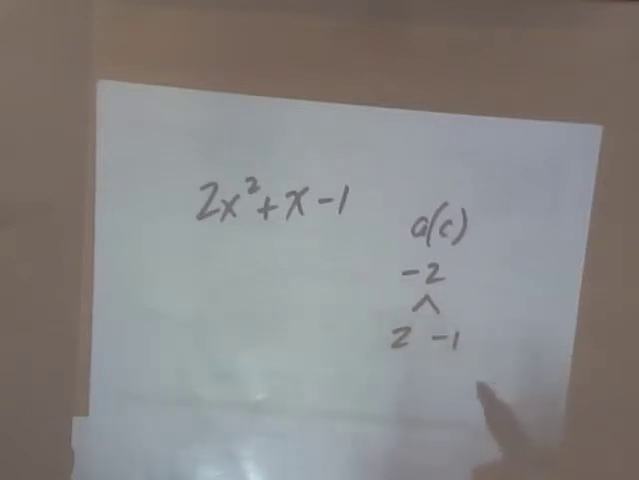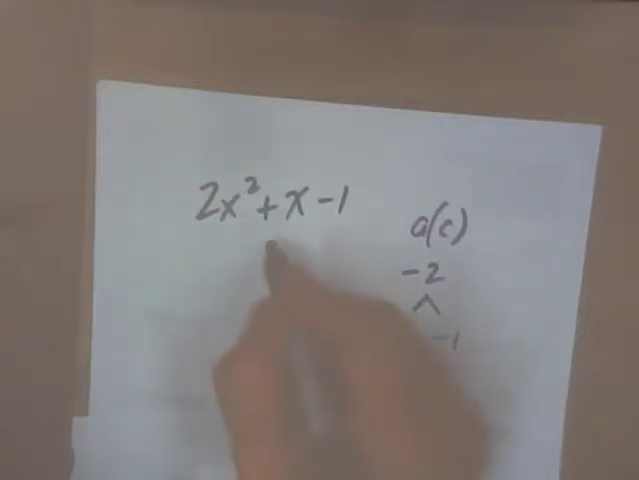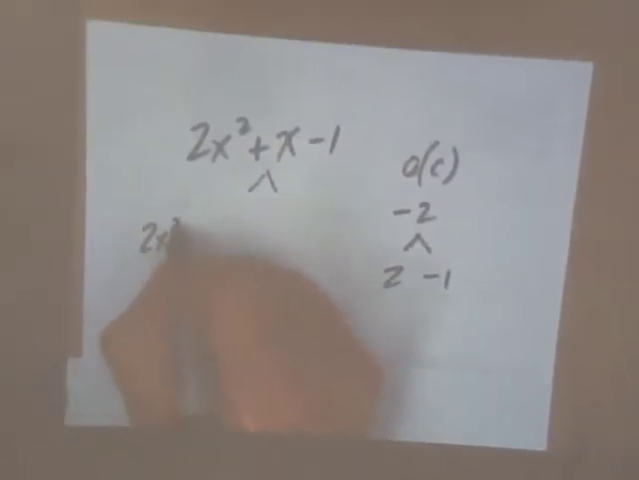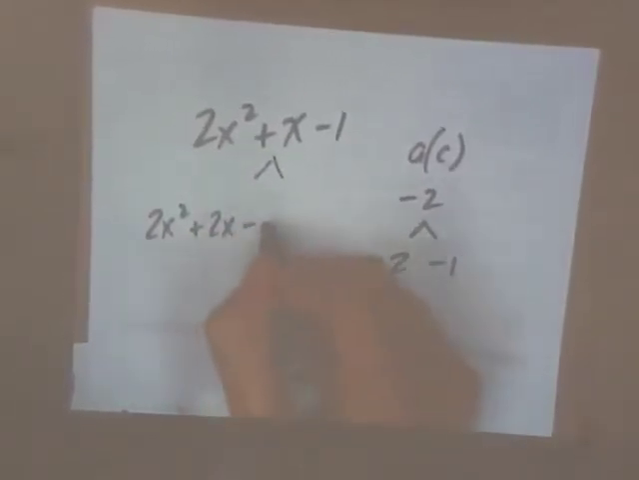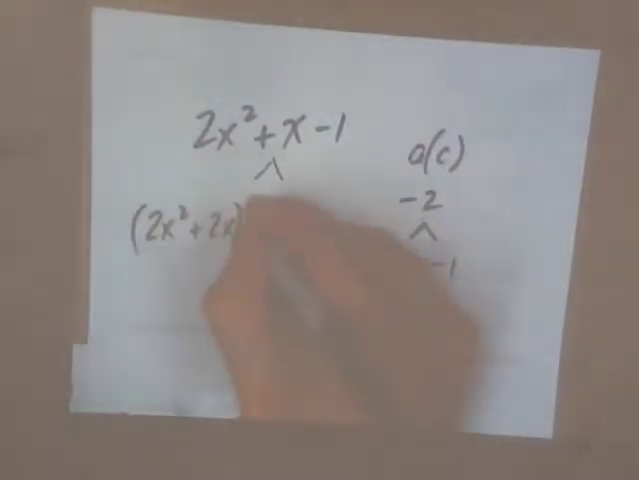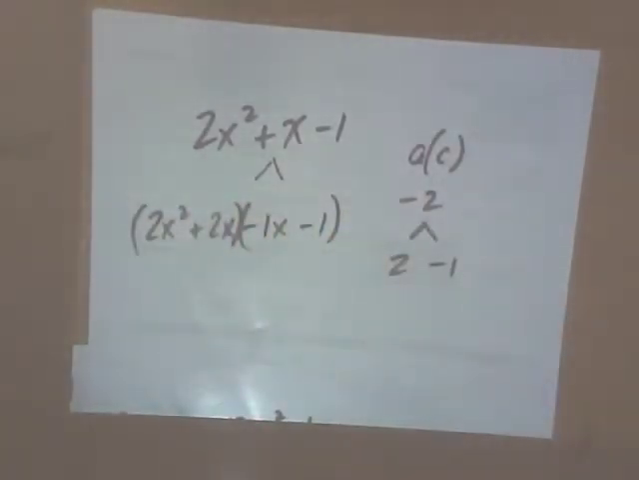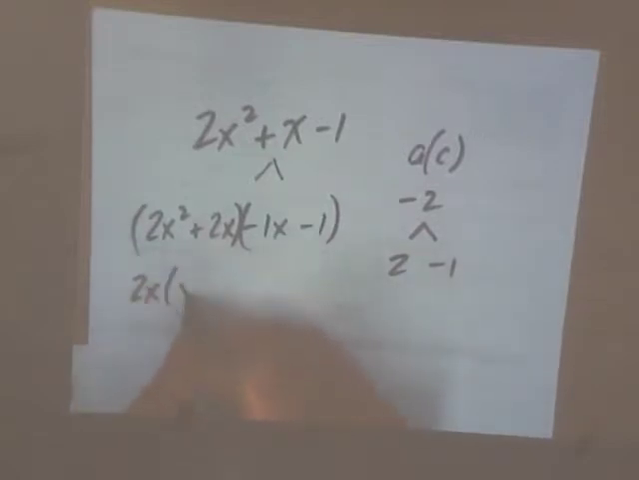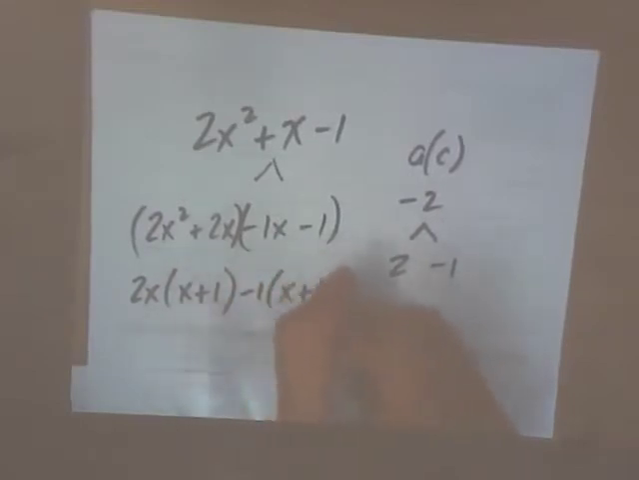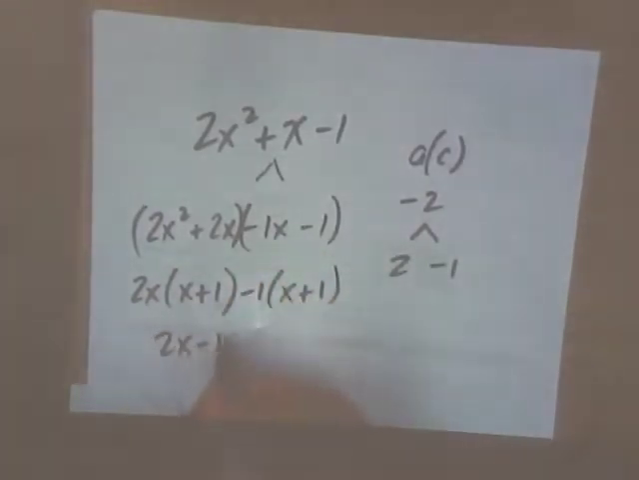So what do I got to do now? Split the middle term, right? Because my A value is not equal to 1. So it's 2x squared plus 2x minus 1x minus 1. Group it by 2's. What can I pull out of the first grouping? 2x. That leaves x plus 1. What can I pull out of the second grouping? Negative 1. X plus 1. So it's 2x minus 1 and x plus 1.